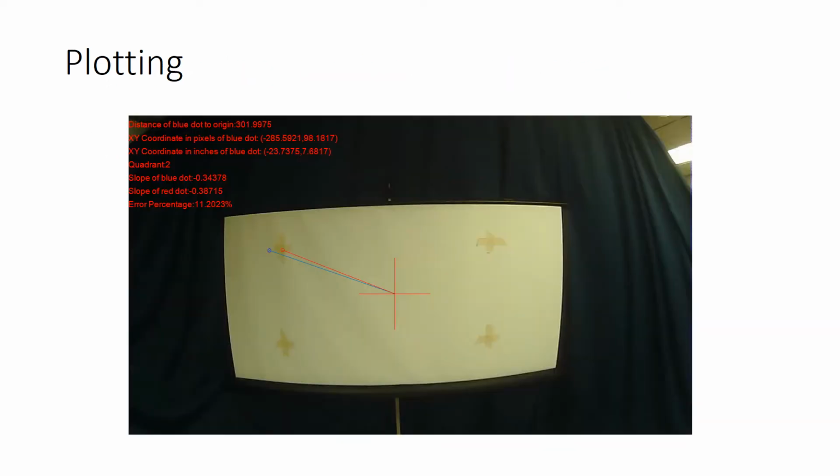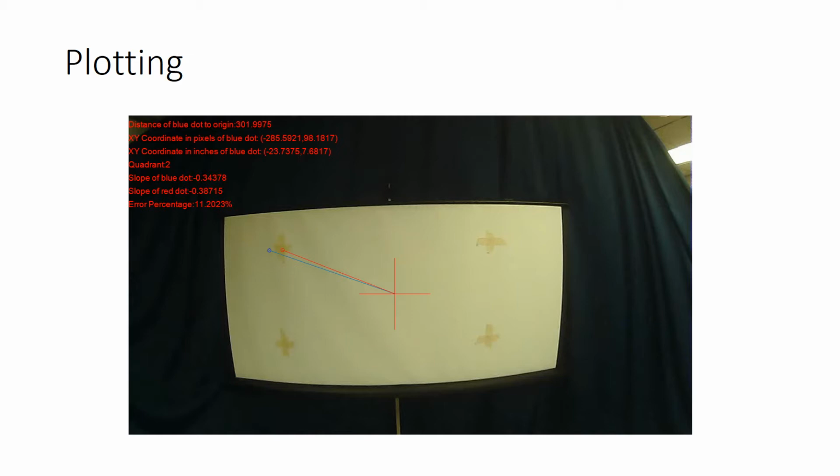In this image is where the gazes are plotted one by one. The blue circle represents the gaze, the red circle is where the target is located. The blue and red lines represent the distance of each to the origin. Again, the red cross represents the origin.